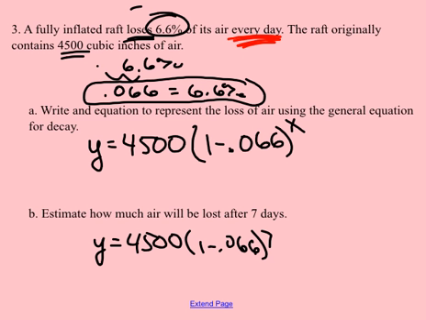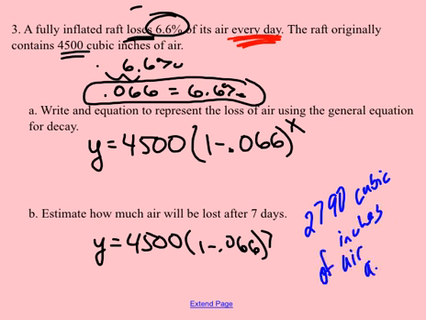Usually what I do in my calculator is 1 minus 0.066. You get 0.934. Alright? You need to raise that to the 7th. You get 0.62, and then times it by 4,500. Alright, so that should have about 2,790 cubic inches of air after 7 days.